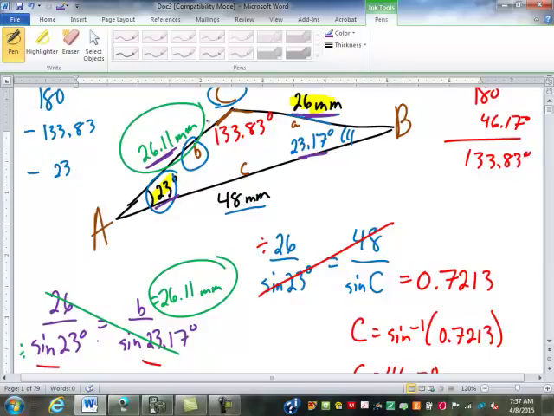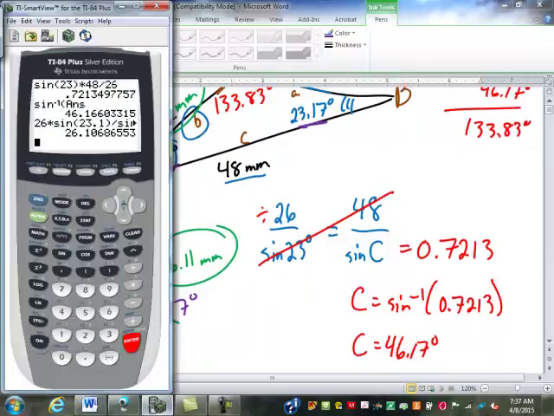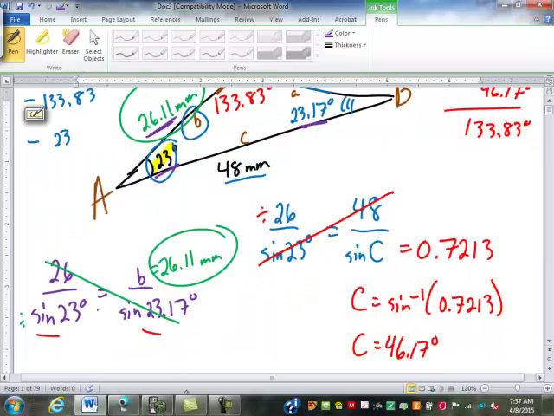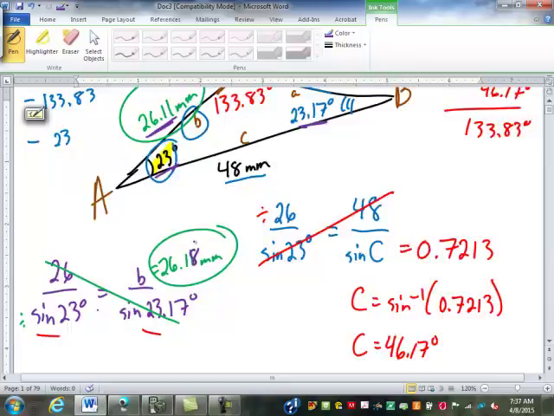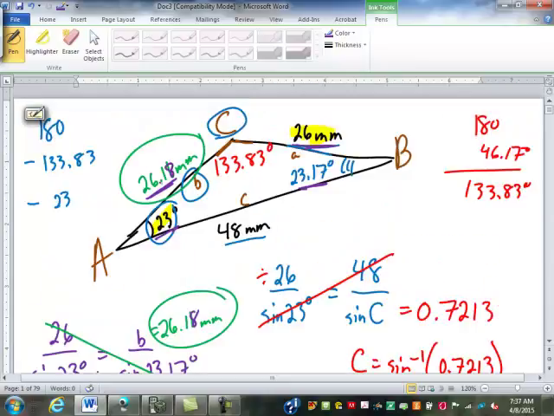Questions? I didn't get the 26.11. I had 26.18. Did I punch something in wrong? Yes, I did. I missed the 7. I see that. Let me try it again. 26 times sine 23.17. The 7 didn't register when I put it in. 26.18, you are correct. So there you go, 26.18 millimeters.